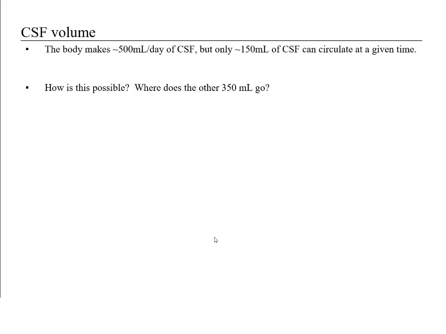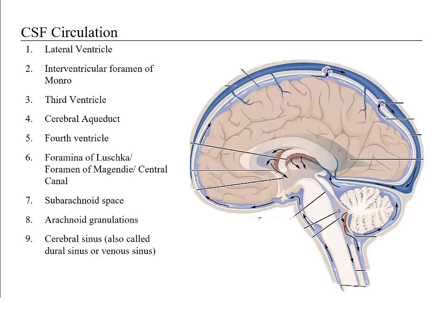So the body makes about 500 milliliters. That's like half an Nalgene bottle of CSF a day, right? Half a liter. That's a lot of CSF. And it's making it via the choroid plexus, which is in the ventricles, but only about 150 mils of CSF can circulate at a given time. So how is this possible? Where does the other 350 mils go? Well, there is a constant turnover two or three times a day of the CSF. It's constantly lavaging the brain and washing throughout the system.